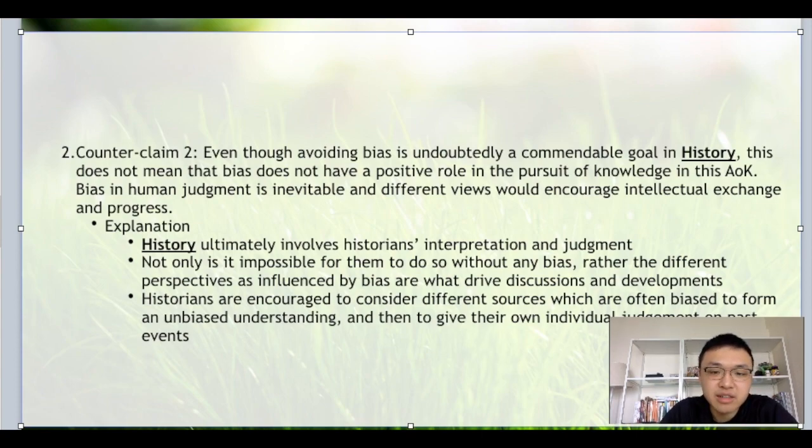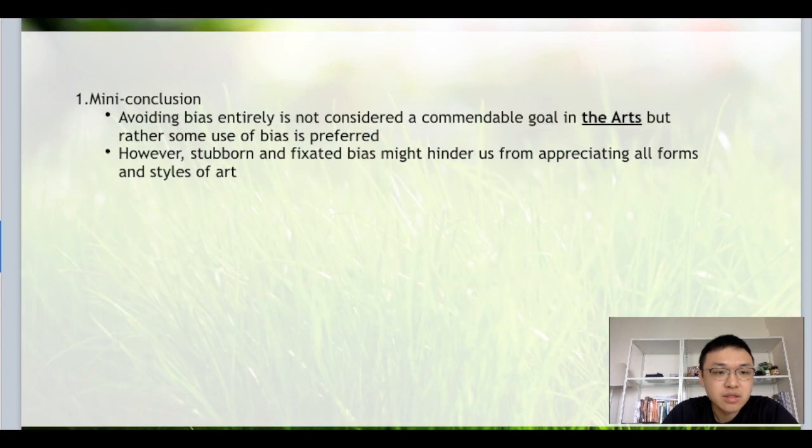And you can also say that historians need to consider different sources, and these sources are often biased by nature. So, for example, historians may look at newspapers from the time during which the history takes place, right? So for example, if we're studying the Cold War, we may look at newspaper accounts during that time, and these sources are often biased, of course, right? So historians' objective is to get an unbiased understanding from these different sources, but it is almost impossible for them to do so without bias at all, right?